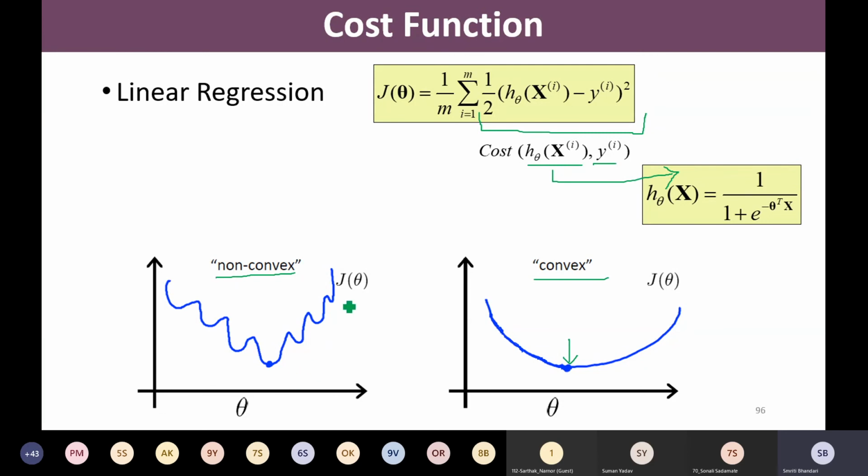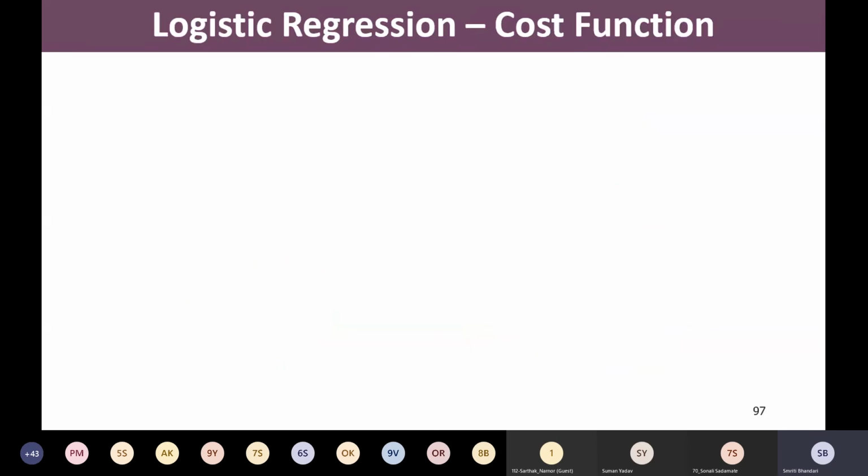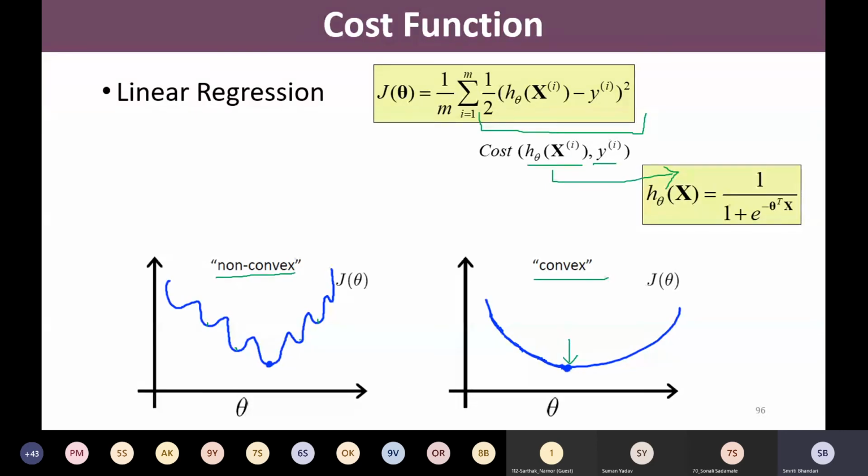And it is not possible for my gradient descent to reach a global minima, because here I am having several local minimas, right? So the inference is that the cost function similar to that of linear regression cannot be used for logistic regression. I'll repeat. The cost function that is similar to that of linear regression cannot be applicable for logistic regression.